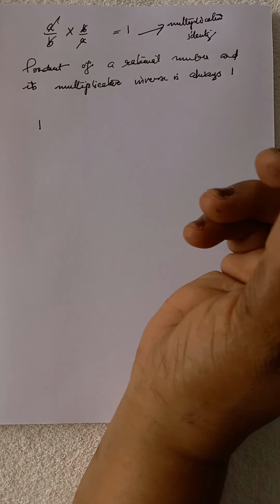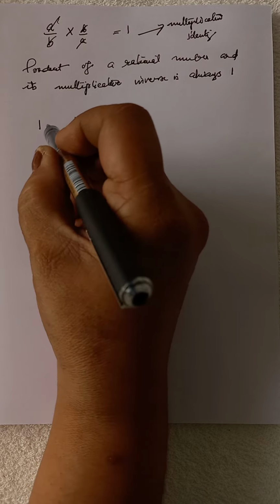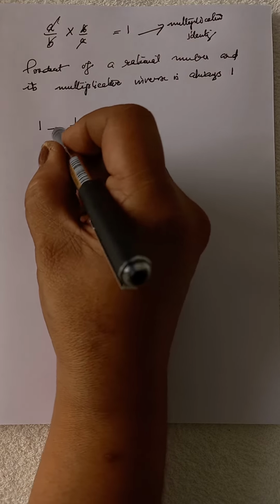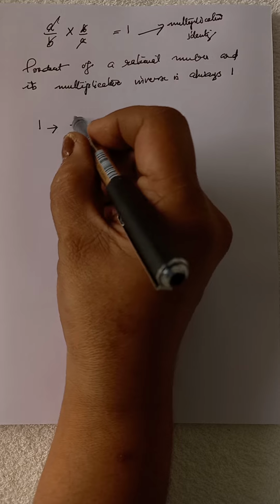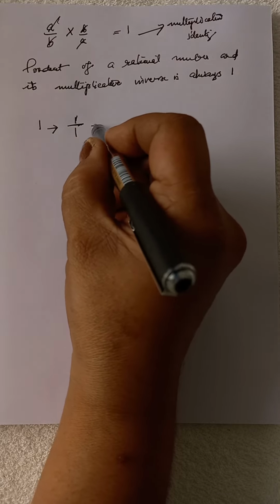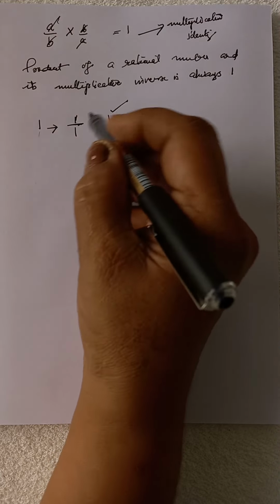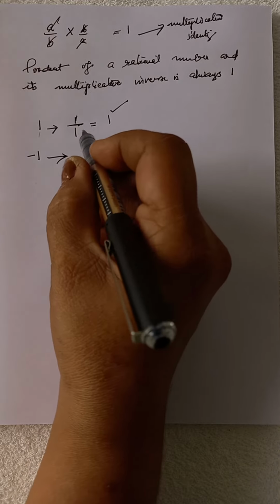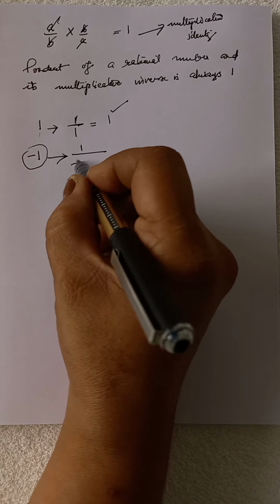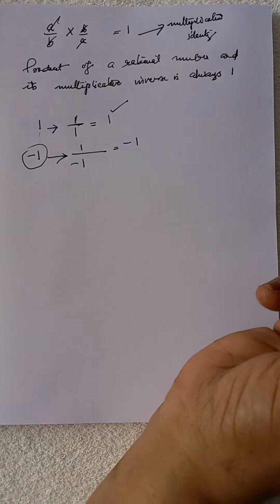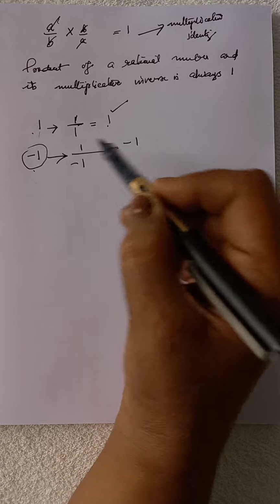Now if you take 1, 1 is a rational number because it can be written in the form 1 by 1. Again, what is its inverse? Multiplicative inverse is the reciprocal of 1, that is 1 by 1, which is equal to 1 itself. So the multiplicative inverse of 1 is 1 itself. Again you take minus 1, then the multiplicative inverse is its reciprocal, that is 1 by minus 1, which is again equal to minus 1 itself. So the multiplicative inverse of 1 is 1, and of minus 1 is minus 1.